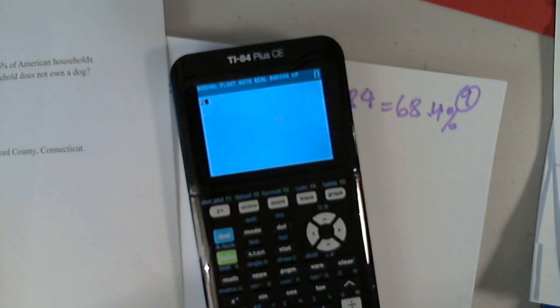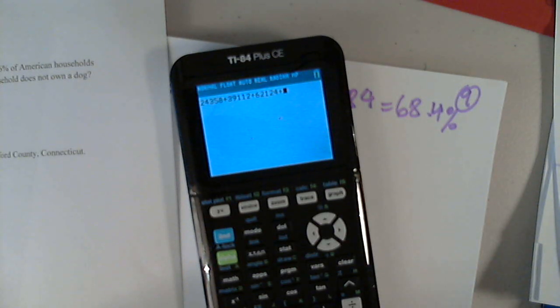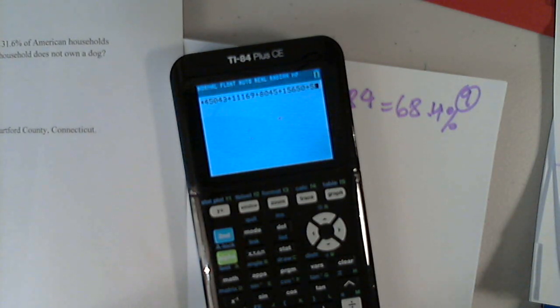And I have 24,358, 39,112, 62,124, 72,854, 74,386, 30,099, 45,043, 11,169, 8,045, 15,650, 5,451, and 4,895.